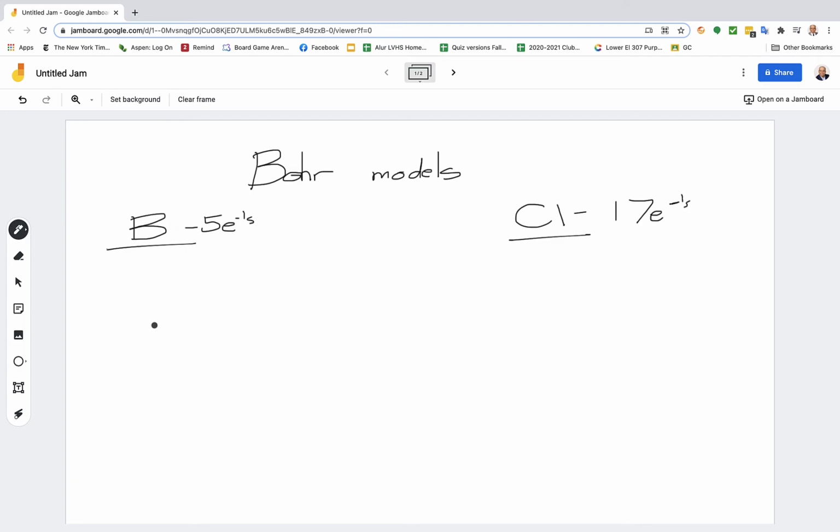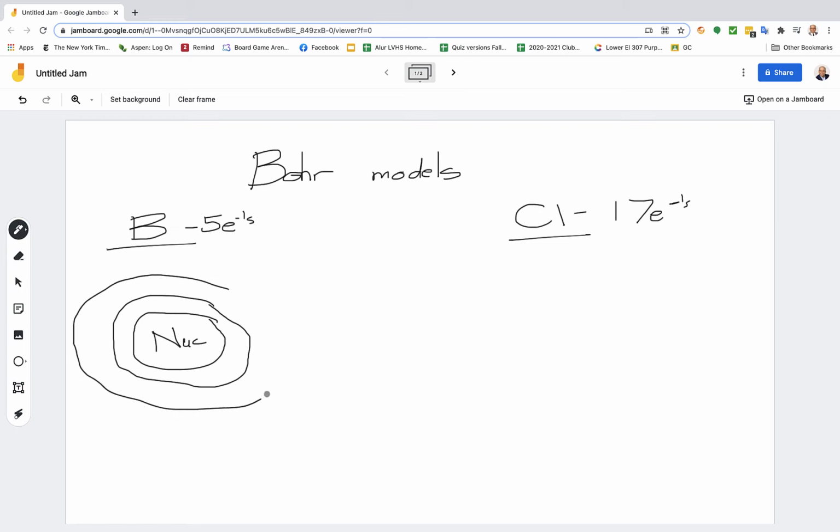Okay, so we're just going to represent our nucleus. I'm just going to write NuC for nucleus here. And then our first energy level, the energy levels look like orbits around the sun. And I apologize for my really poorly drawn circles. The first energy level can hold a maximum of 2 electrons. So the first 2 electrons are at the lowest energy level.